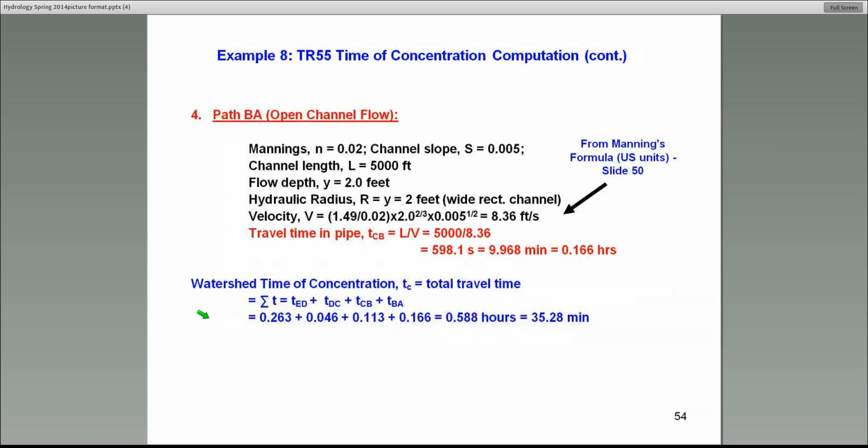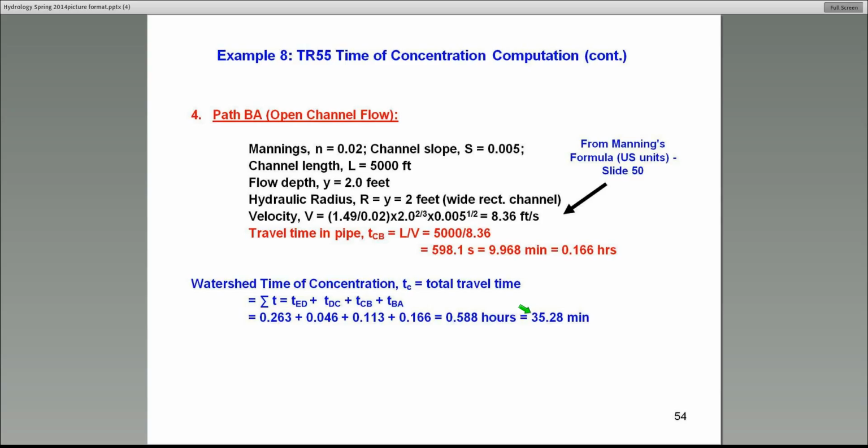Finally, for the open channel segment, you do the same thing, except the hydraulic radius I'm going to assume here, R is equal to Y. That's for a wide rectangular channel. And then I can compute the velocity thereafter. So anyway, the final travel time, the time of concentration of the watershed, is the sum of all these travel times. And in this case, if you add up all the 4 travel times, it's 35.28.